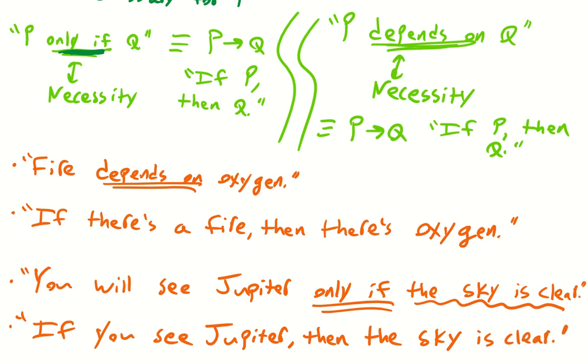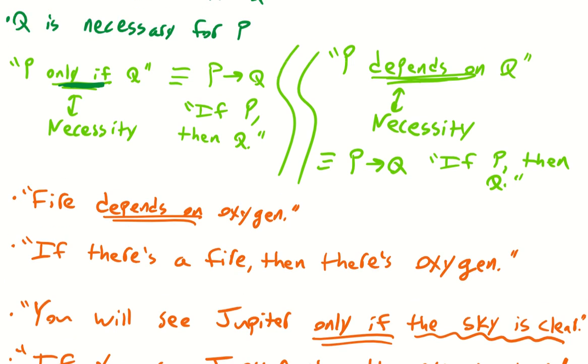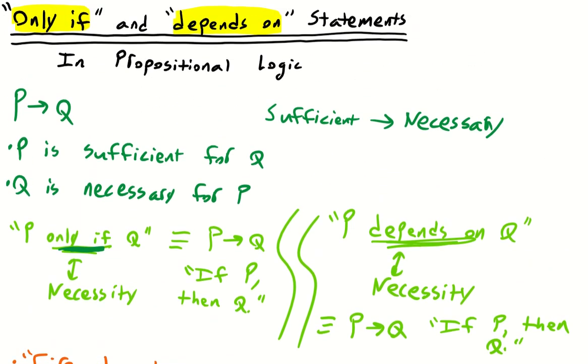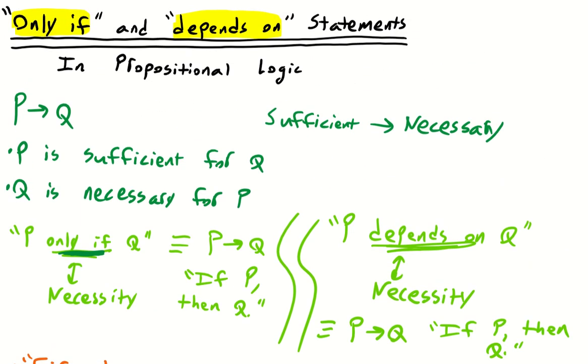The sky is clear is necessary, and the consequent is always necessary for the antecedent. So that's why the sky is clear appears as the consequent. So now we know how to think about only if and depends on statements.